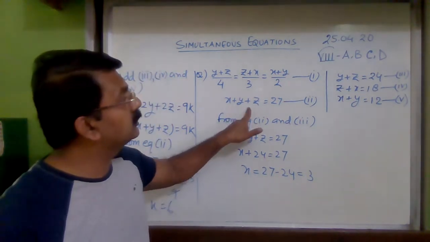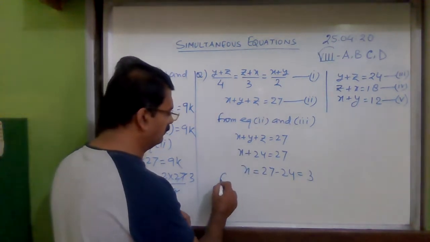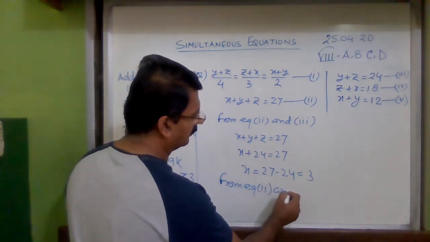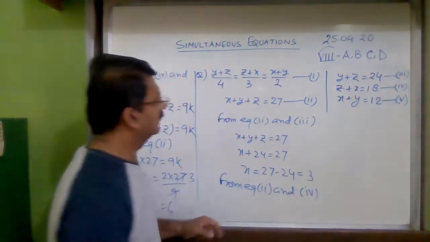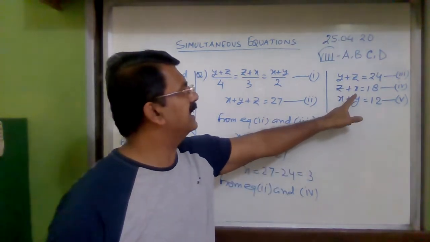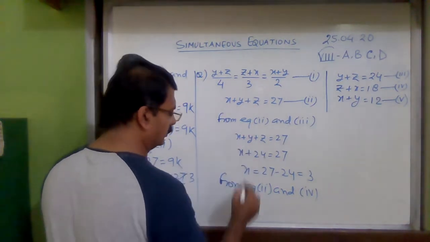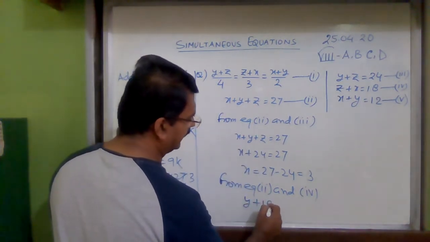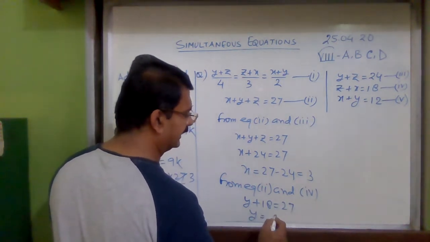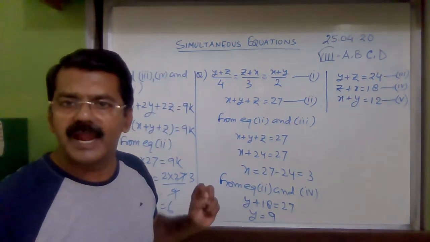Now from equation 2 and equation 4, we'll repeat the process again and again. Now you see, this is x plus y plus z is equal to 27. Now z plus x is what? 18. So in place of z plus x, you write down 18. So y plus 18 is equal to 27. So y is equal to 27 minus 18, that is 9. So we have found that y is equal to 9.